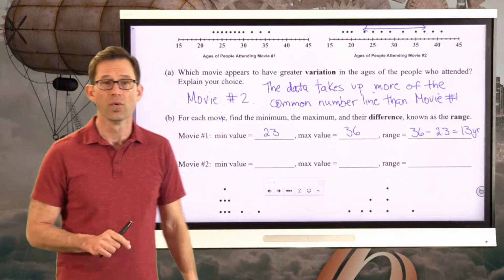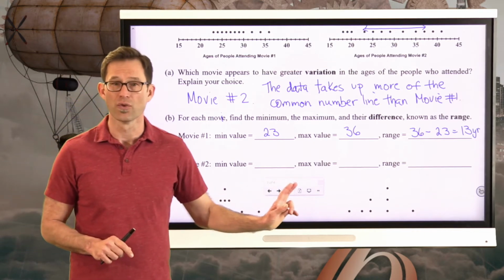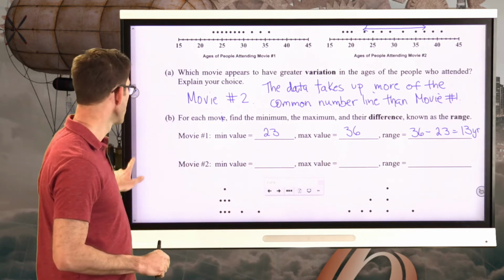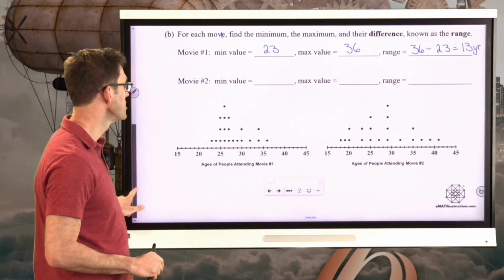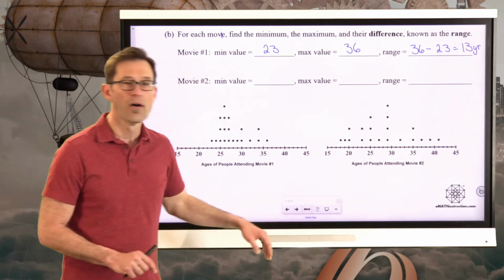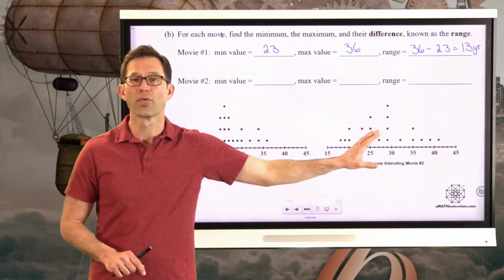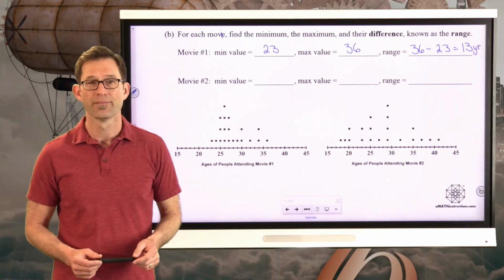Now what I'd like you to do is do the same for movie 2, all right? Let me actually bring this up here so that we can see those dot plots again. Find the minimum, the maximum, and the range for that data set.